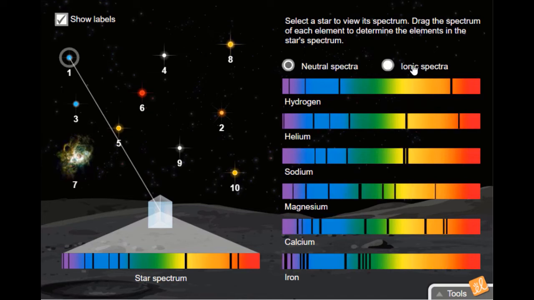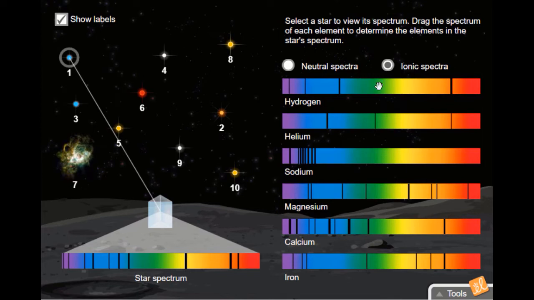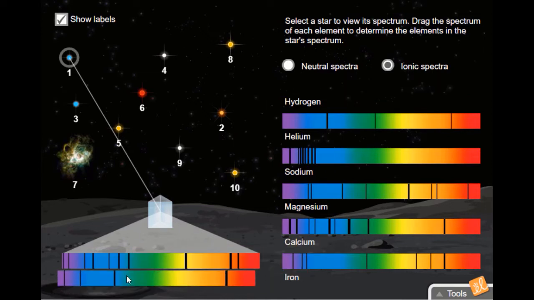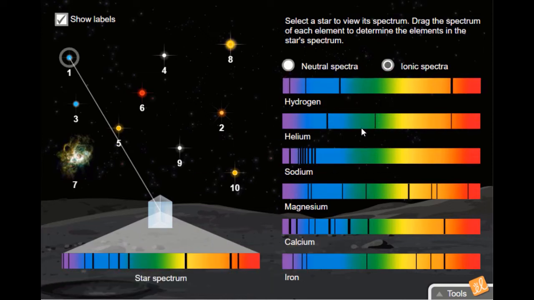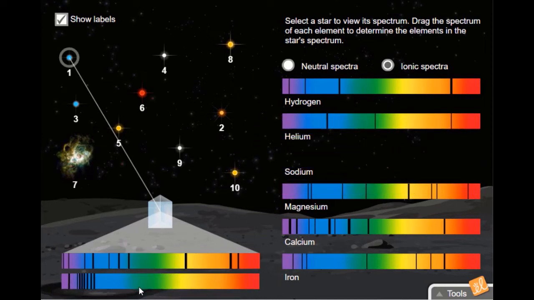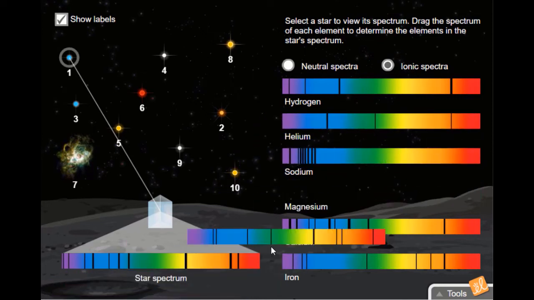Notice between the neutral and the ionic spectra, just look at hydrogen's bands right now. Notice that it does not change for this particular assignment. Okay, so yep, hydrogen, we confirmed that earlier. We look at helium, nope, not charged. Sodium, nope, not charged. Is there charge?